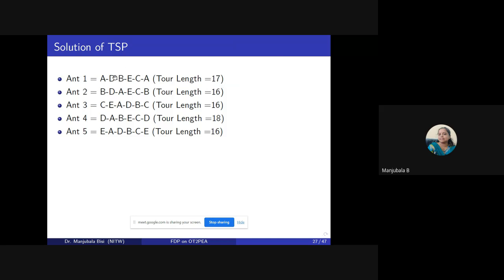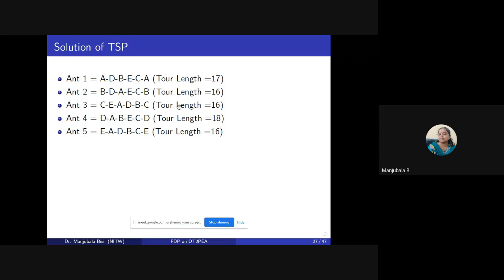17. You follow the same procedure for the remaining ones because we have kept the ant 2 on the city B. If you follow the same procedure, there is a round trip done by the ant 2, B to B. The tour length is 16. Here for the ant 3, 16, ant 4, 18, ant 5, 16. Each ant is moving from one city to another city. So these are the 5 different solutions we are getting in the first iteration.